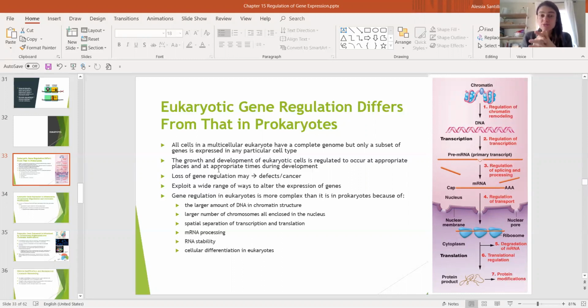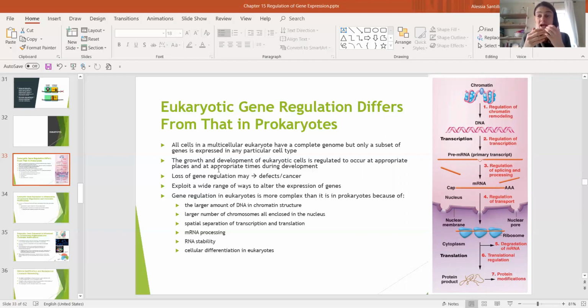So all cells in a multicellular eukaryote have a complete genome, but even though all the cells have a complete genome, only part of that genome is going to be expressed. Remember, a lot of eukaryotes are multicellular, so we have different cell types. And the way that we get these different cell types is by expressing different areas of the genome, right? So your liver cells, your hepatocytes, are only going to be expressing the liver-based genes and none of the other genes.